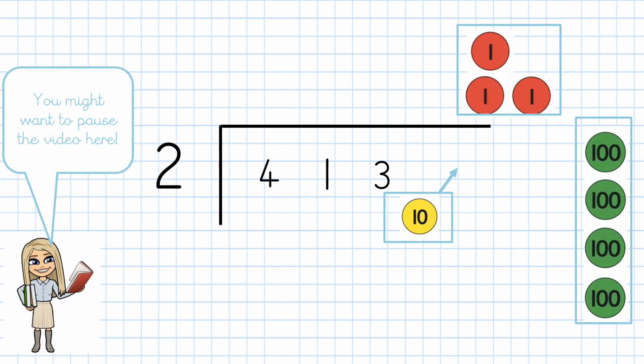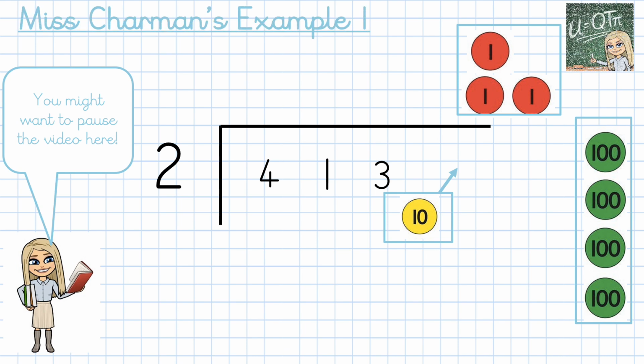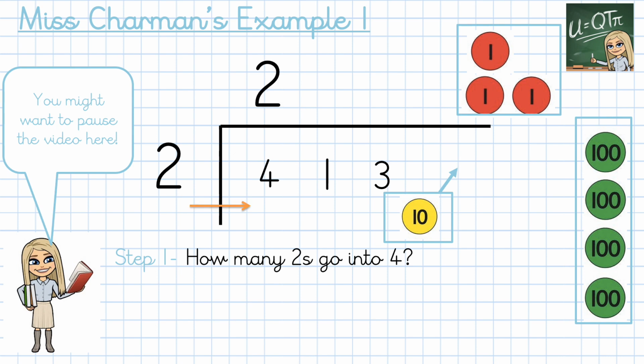Now we're going to have a go at working out the answer to 413 divided by 2. So as you can see, I've laid out my calculation, and the first thing I need to do is get my 4 place value counters of 4 100s, work out how many groups of 2 do I have. I know that I've got 2 groups of 2, so I'm going to write 2 at the top of my bus shelter, and I now need to move on to step 2.